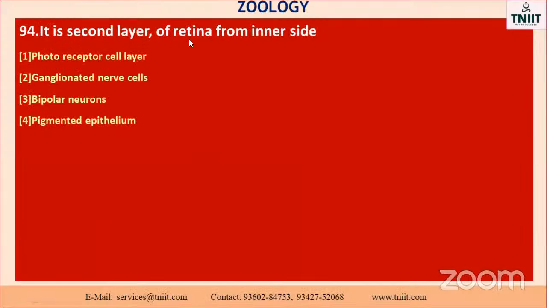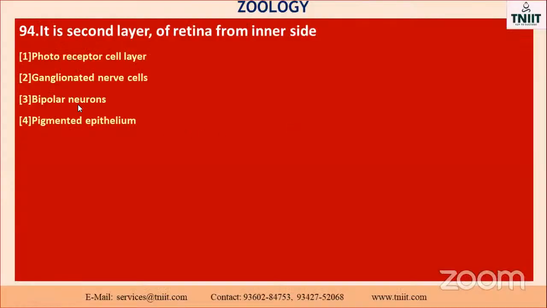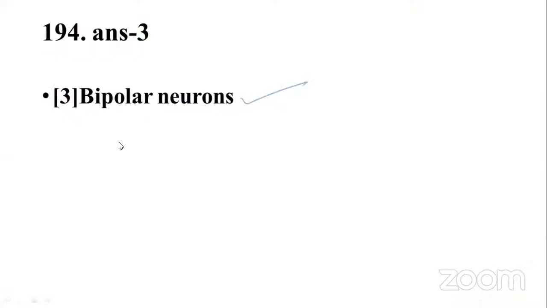Which is the second layer of the retina from the inner side: photoreceptor cell layer, ganglion nerve cells, bipolar neurons, pigmented epithelium? You just have to identify the second layer. The second layer, the bipolar neurons, is the correct one. These are all direct questions, my dear students. So the answer is the third option. And go to question 95.